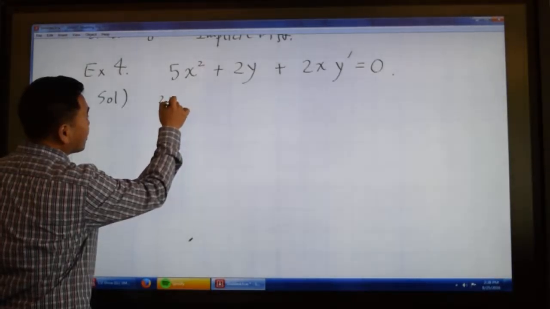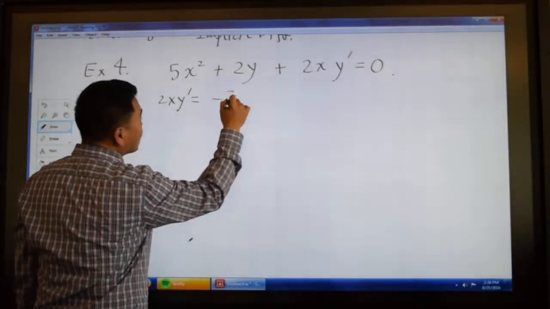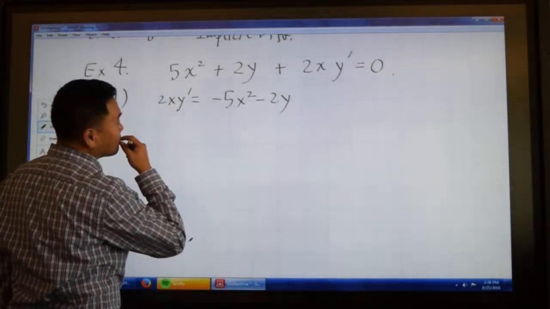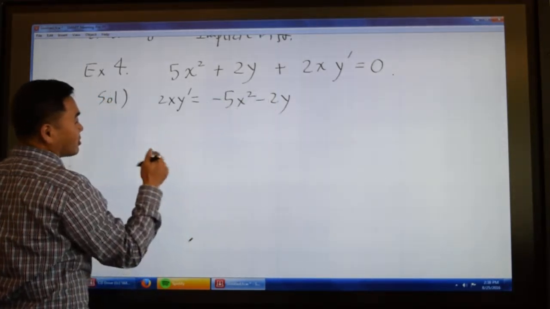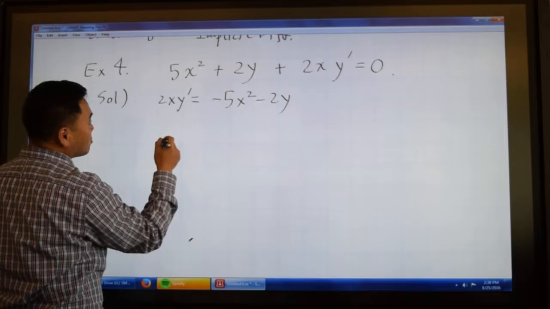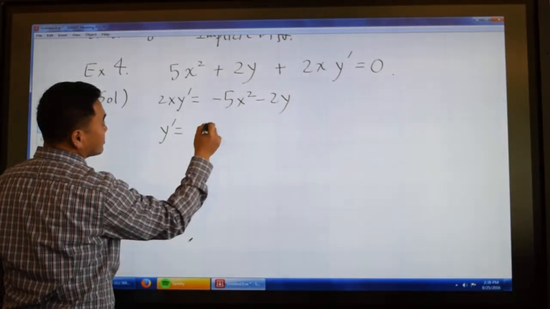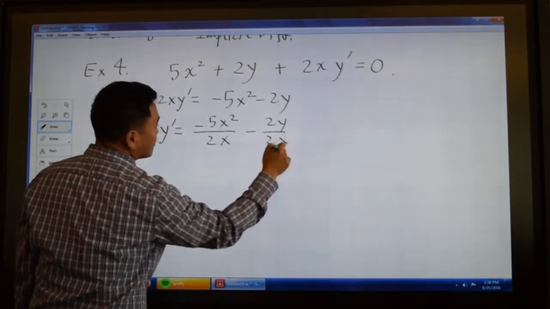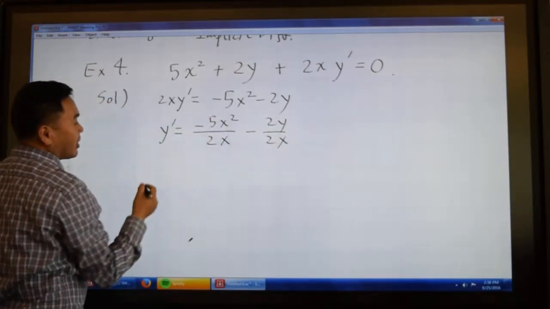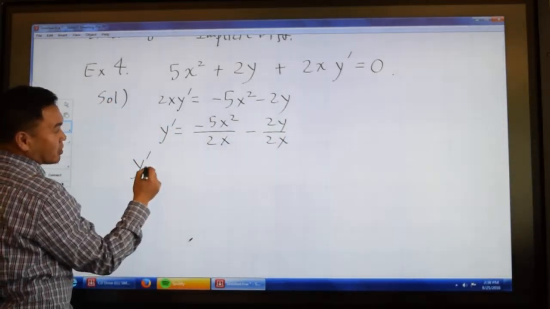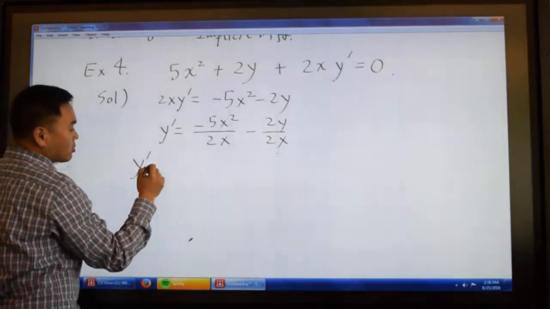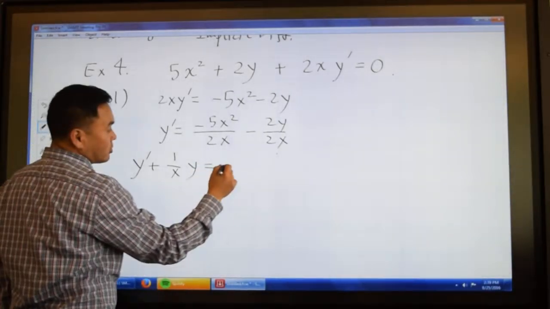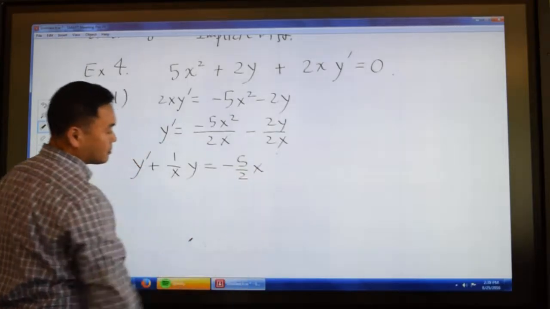Let's see, 2x y prime equals minus 5x squared minus 2y. Actually, I want this to be on this side. So let's divide by 2x. And I'm going to move this over to this side because that's the format we want. So 2 cancels, and you get y prime plus 1 over x times y equals negative 5 over 2 times x.